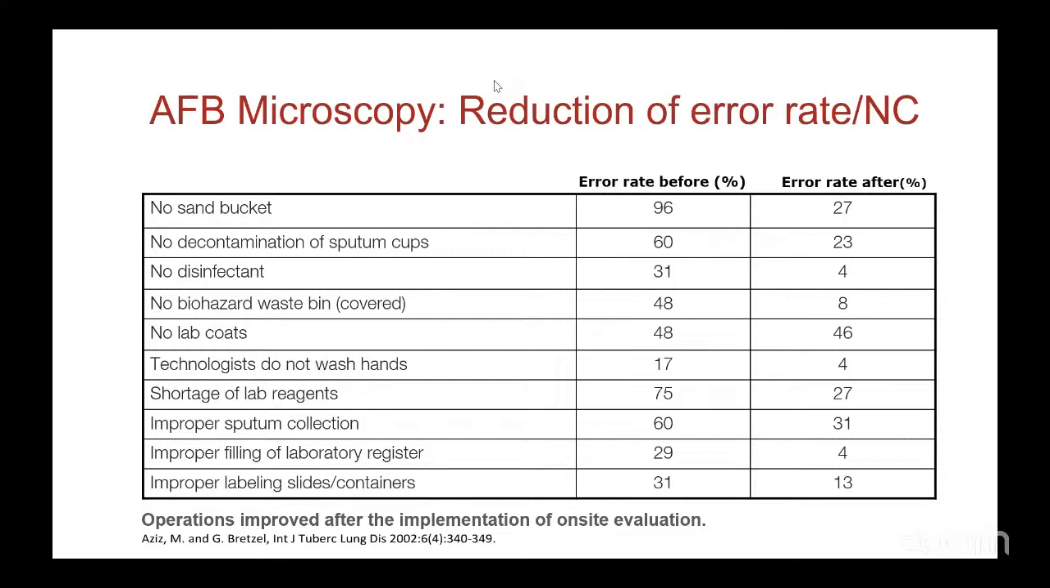Let's say, for example, this is an example of AFB microscopy, reduction of error rate and non-conformities. This is from an operational lab. You see the number of errors, and the error rate after checking, a comparison of the reduction of error rate and non-conformances after rechecking and retesting between labs for a particular process.